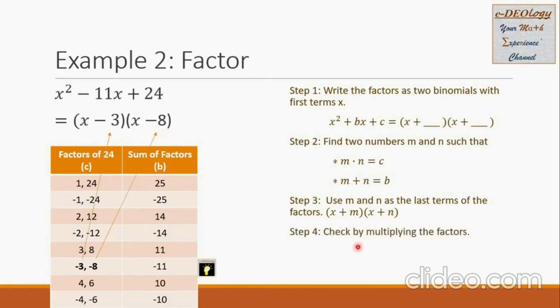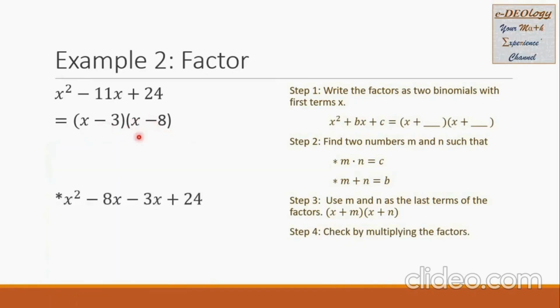In step 4, we check if our answer is correct by multiplying these two binomials. So we have now x times x is x squared. x times negative 8 is negative 8x. Then negative 3 times x is negative 3x. Then negative 3 times negative 8 is positive 24.